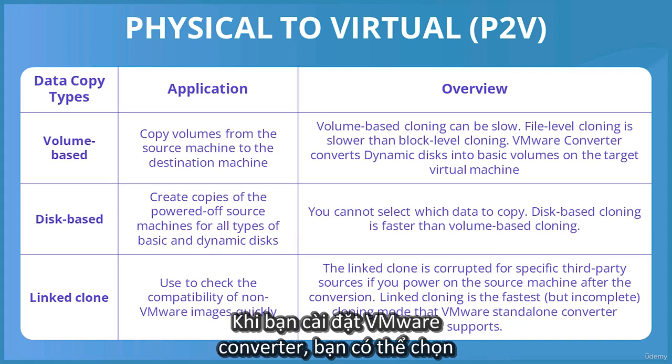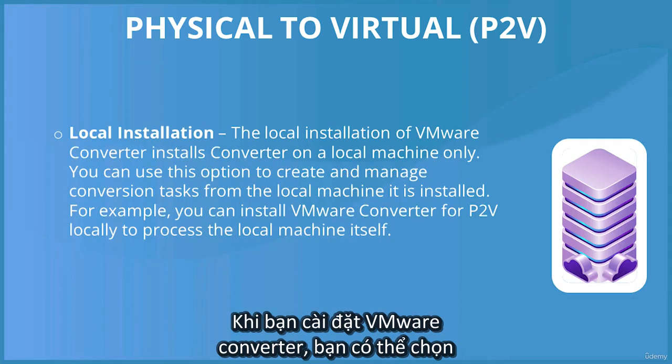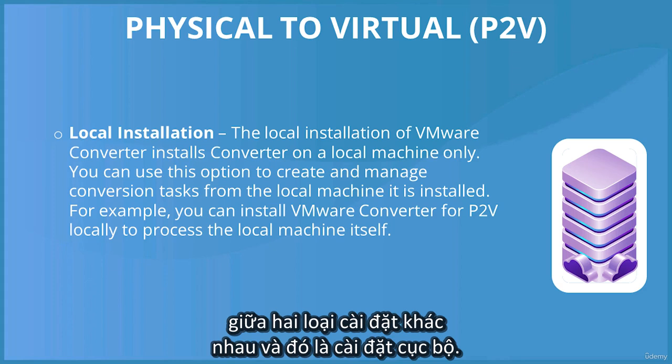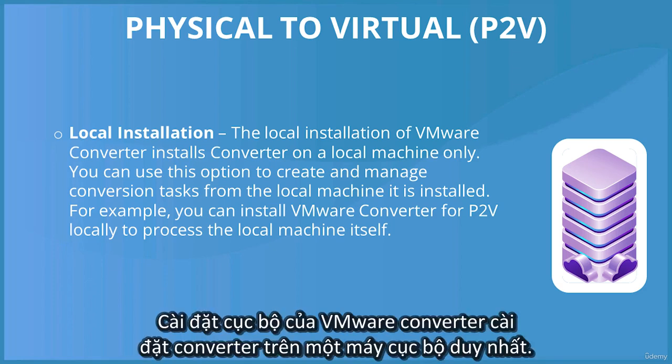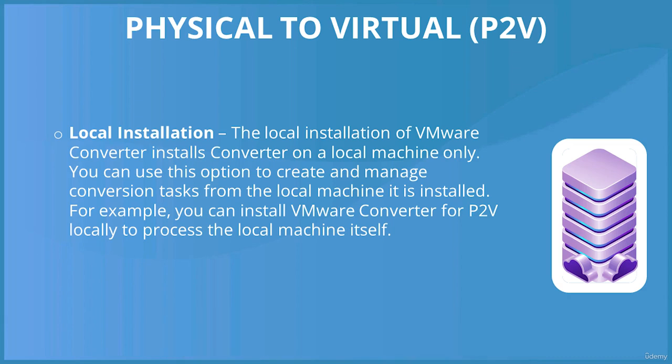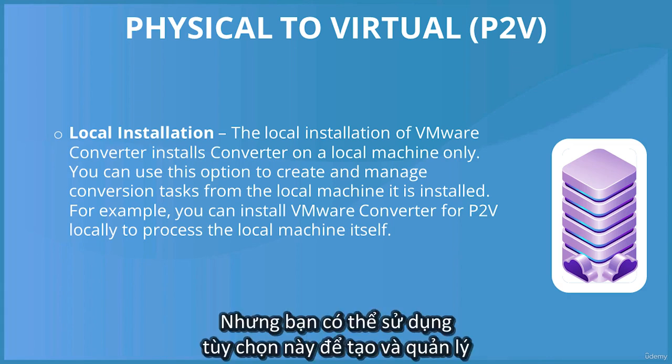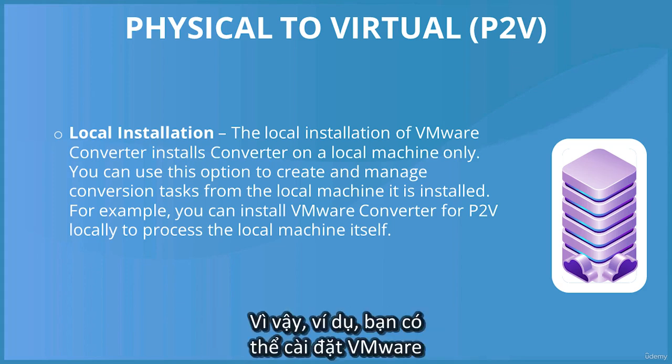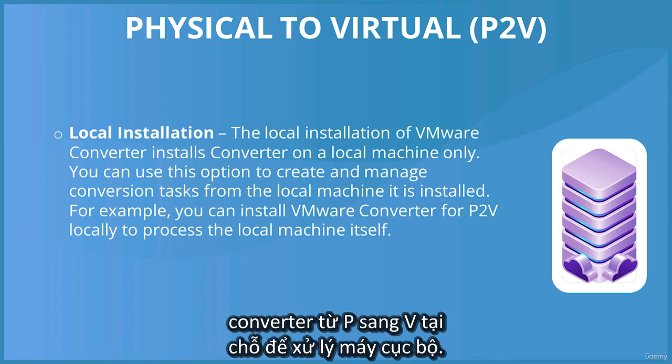When you install VMware Converter, you can choose between two different installation types, and these are a local installation. The local installation of VMware Converter installs Converter on a local machine only. But you can use this option to create and manage conversion tasks from the local machine that it's installed on, right? So, for example, you can install VMware Converter for P2V locally to process the local machine itself.